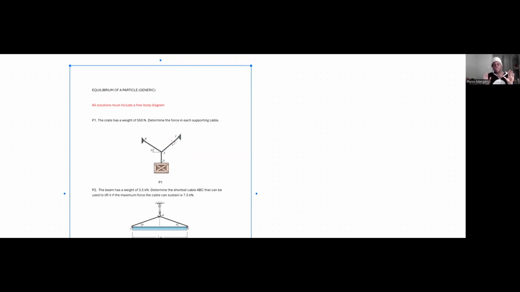In 2D, this means the sum of forces in the x direction will be equal to zero no matter what, and the sum of forces in the y direction will be equal to zero. I mean, like this: sum of forces in the y direction will be equal to zero.